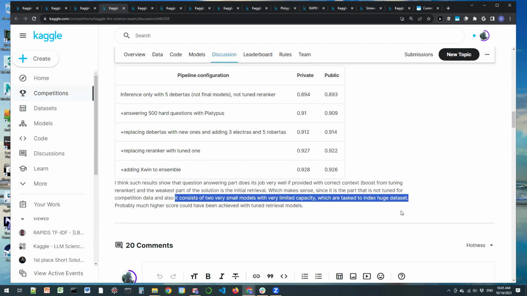Yeah, so with the competition data, but with the Wikipedia data that you're getting the context from, try and fine tune those sentence models to give you better results rather than just take one out of the box.